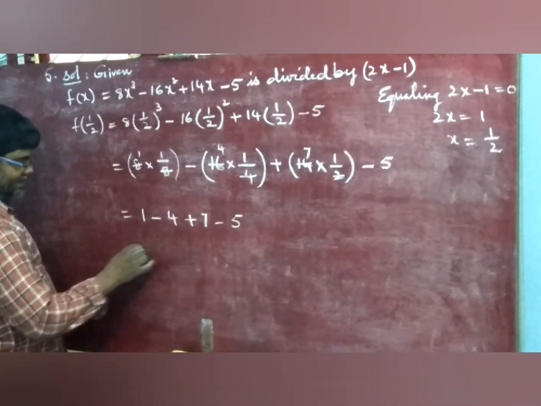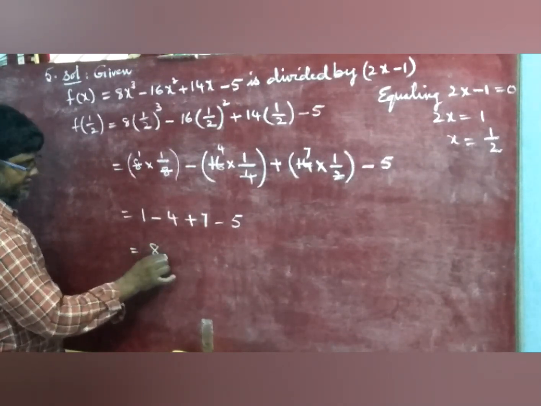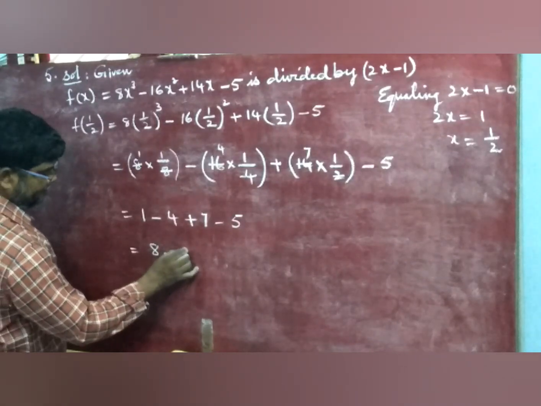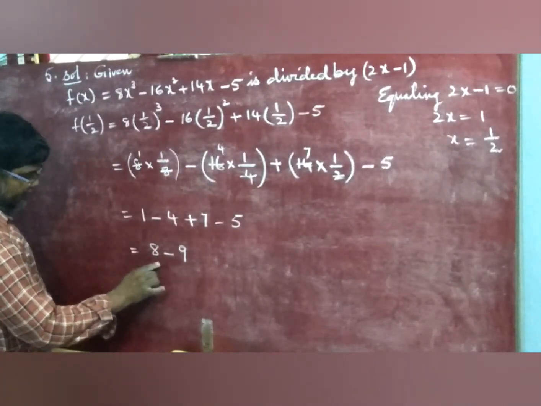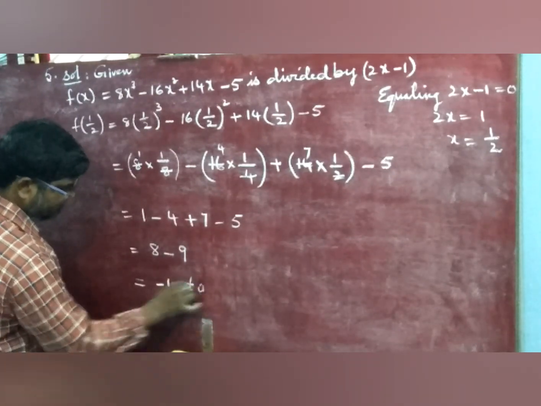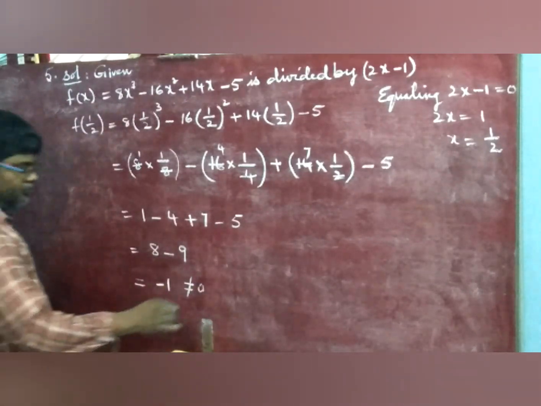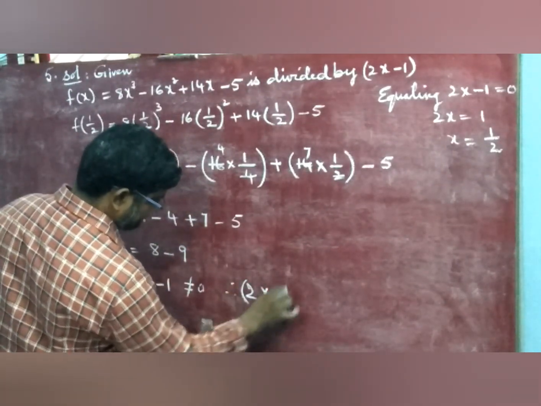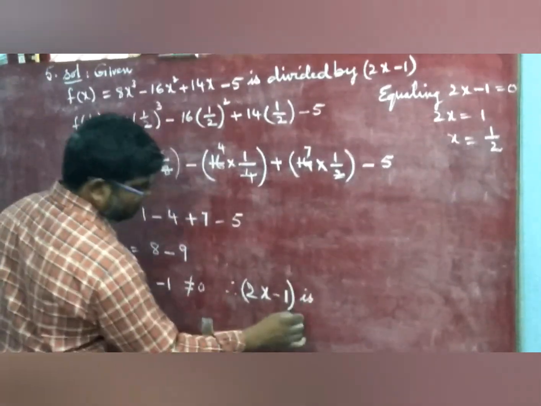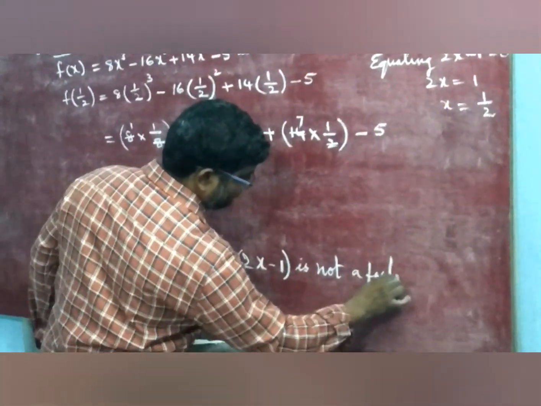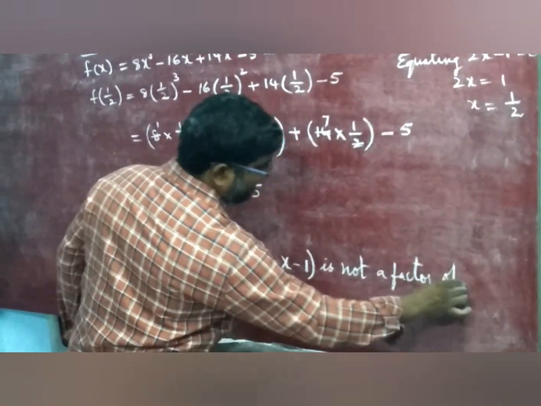First add positives. 1 plus 7 is 8. Minus 4 minus 5 is 9. Now you got 8 minus 9 is minus 1. And this is also not equal to 0. Therefore, 2x minus 1 is not a factor of f of x.